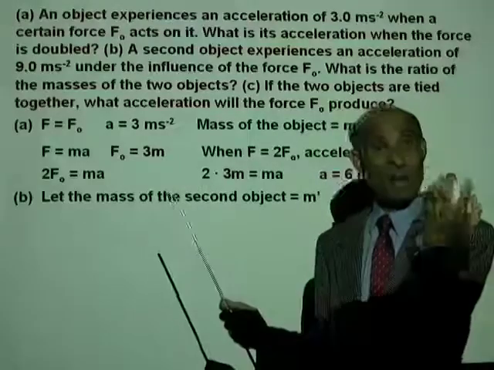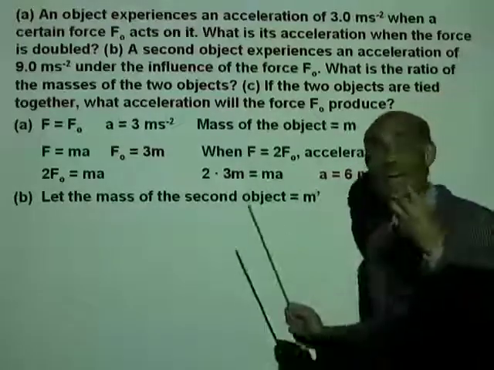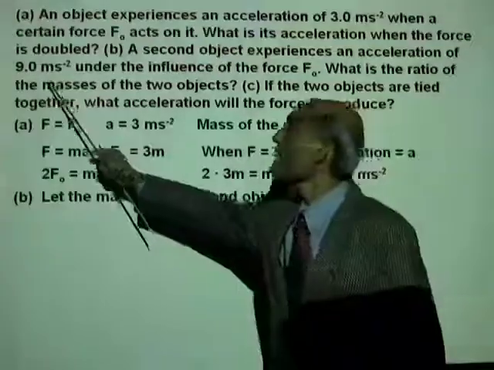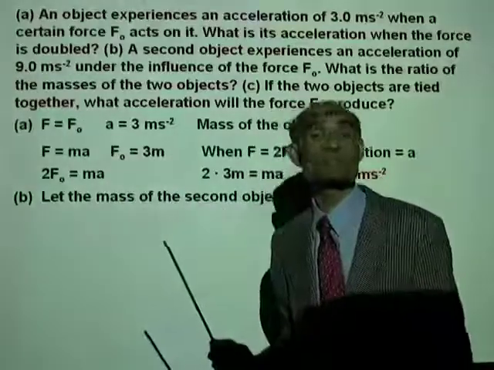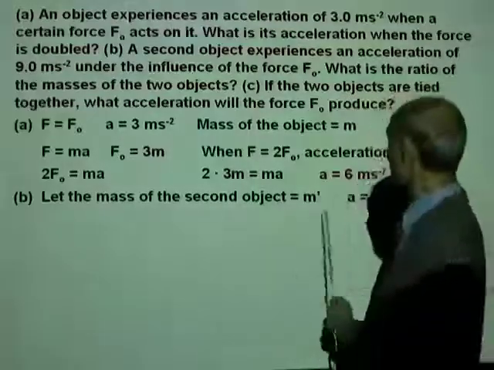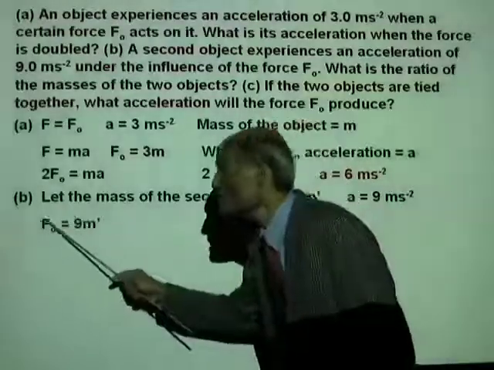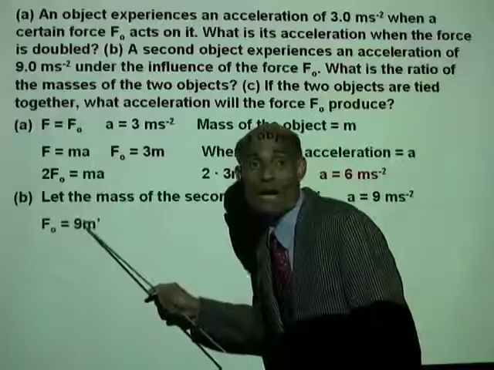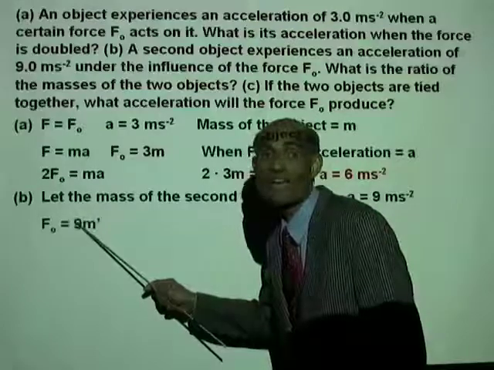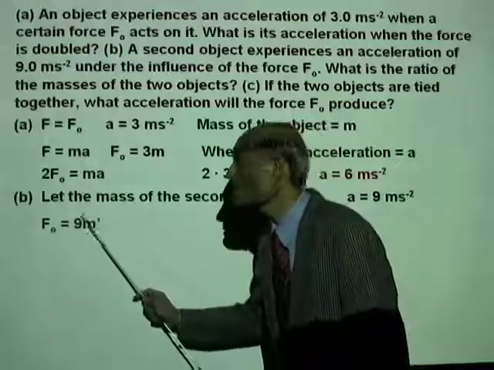Now look at the way I'm arguing out. This problem can be done simply by thinking. That means m prime is actually 1/3 of m. Only then will it have an acceleration 9 meters per second squared when the same force is applied on it. Alright, let's go into the proper way. The acceleration is 9 meters per second squared. The same force F0 acting on m prime produces an acceleration of 9 meters per second squared. That means F0 equal to ma, the same equation.